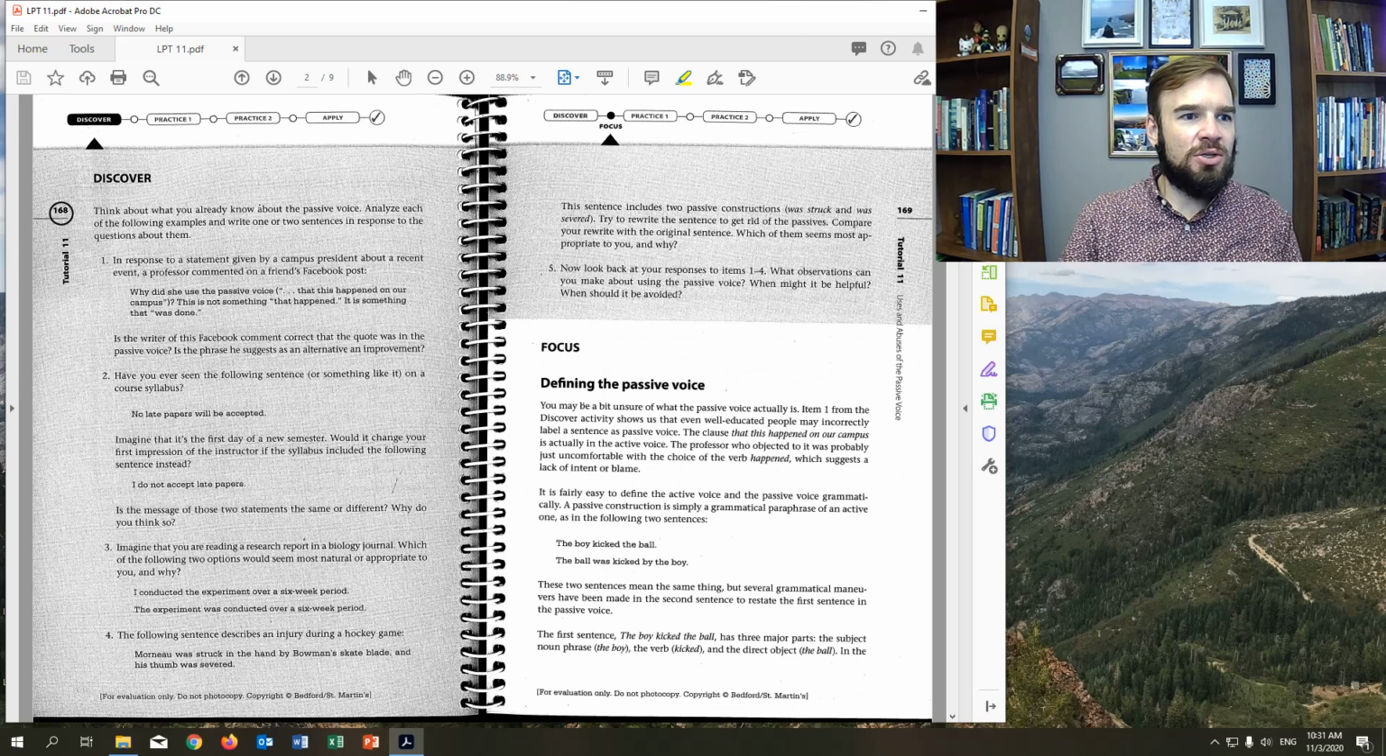So as always, she starts with a discover activity here on page 168, and here's the activity. It says, discover. Think about what you already know about the passive voice. Analyze each of the following examples and write 1 or 2 sentences in response to the questions about them.